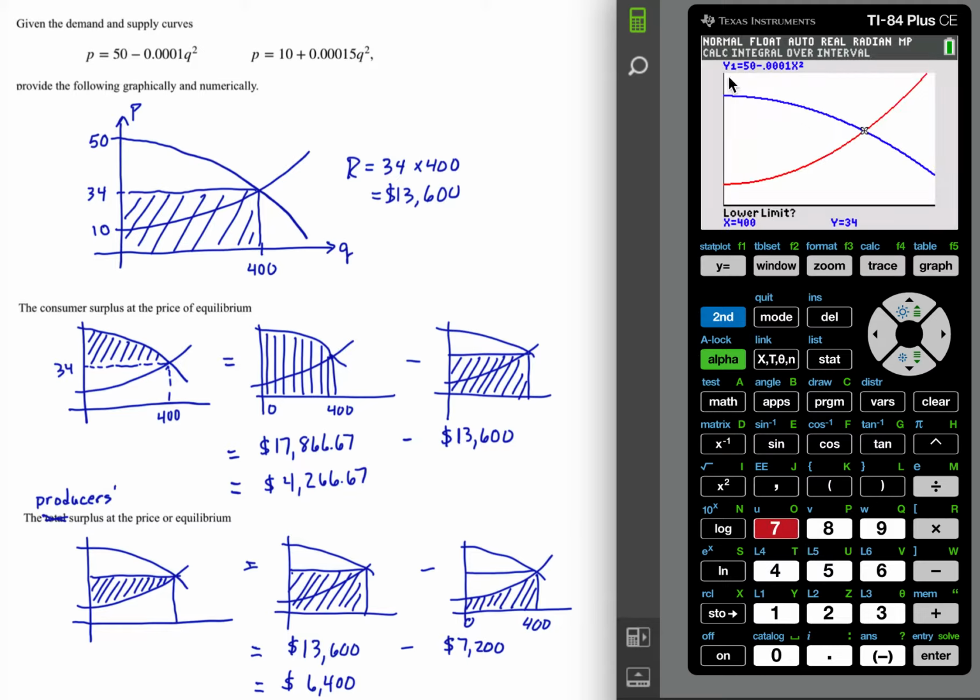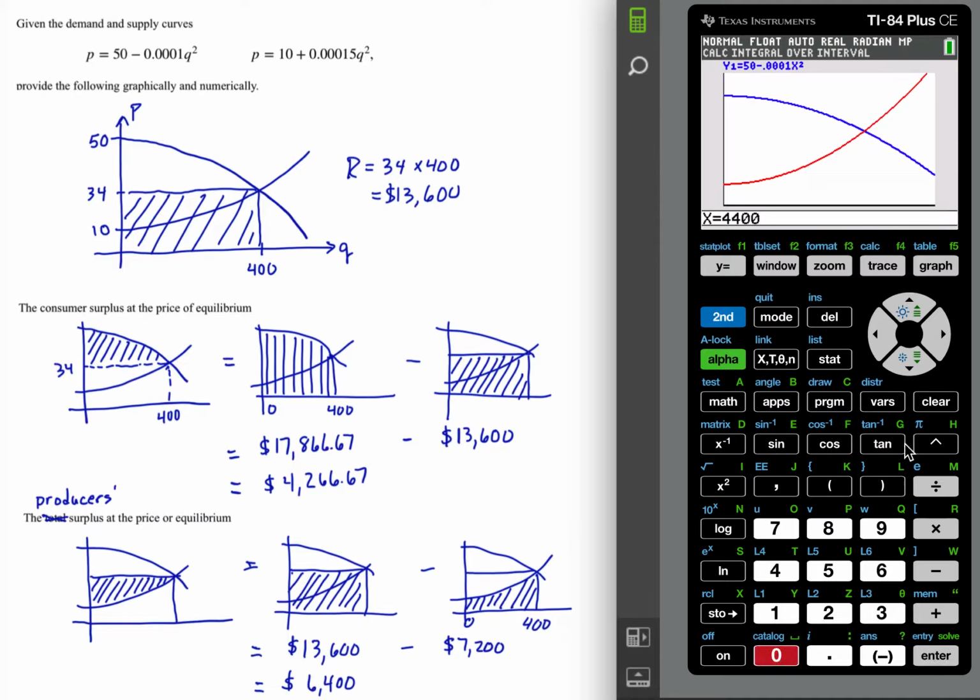Then I want to make sure that the function I'm trying to find the area under is displayed right here, and I see that it is the demand curve. So I'll press enter and answer the questions. Lower limit, the left boundary, is going to be at x equals 0. Press enter. The upper limit will be at x equals 400.